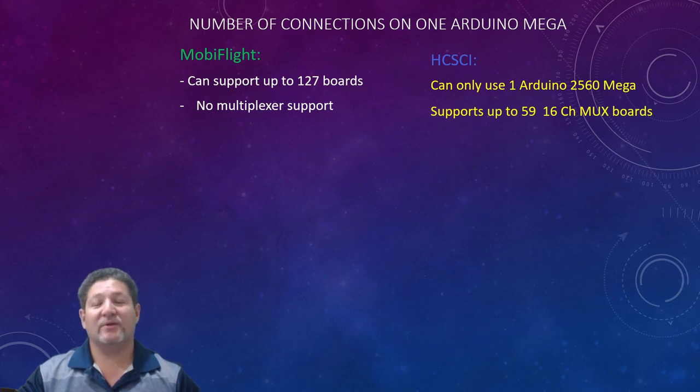And the numbers that I'm gonna talk about right now, I'm talking about them because the fact that we can use multiplexers with Hicksee makes it a lot more expandable. You can have a lot more inputs and a lot more outputs on only that one Arduino Mega. That's the reason why I'm gonna consider it as if it was native, because you can use them. And with MobiFlight, you cannot use them. So you have to add another Arduino and another Arduino.